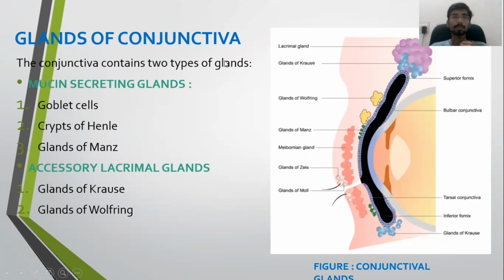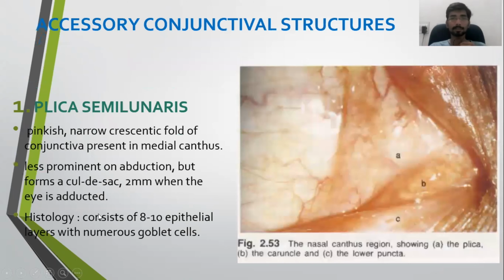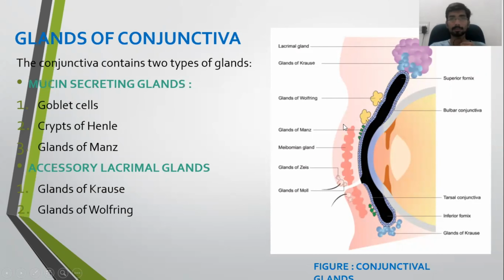Glands of conjunctiva. So conjunctiva contains two types of glands, mucin secreting glands and accessory lacrimal glands. Mucin secreting glands are goblet cells, crypts of Henle and glands of Manz, and accessory lacrimal glands are glands of Krause and Wolfring. So these are glands of Wolfring. These are glands of Manz. These are glands of Krause.